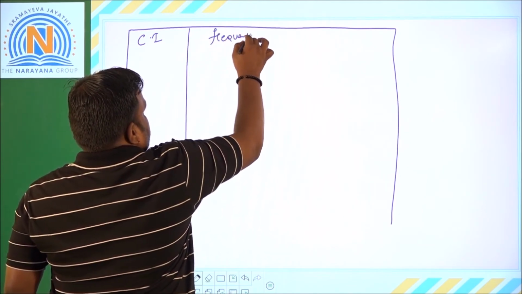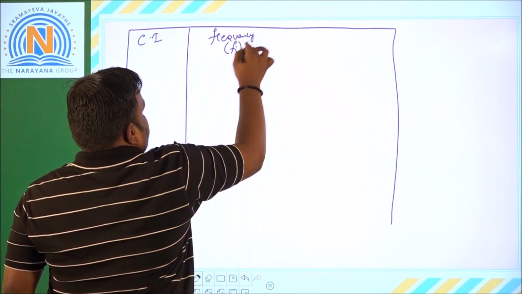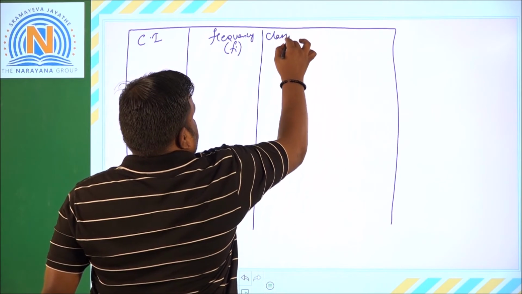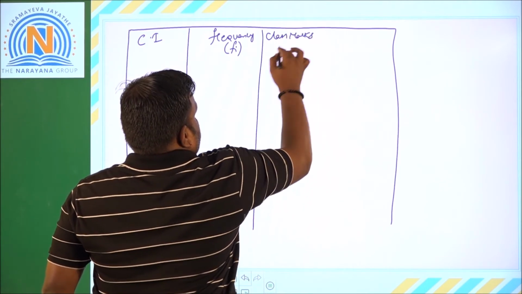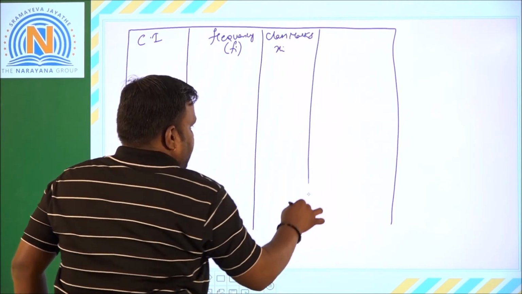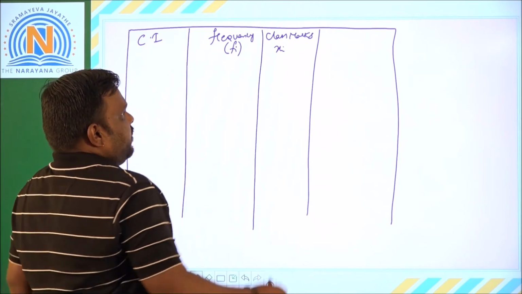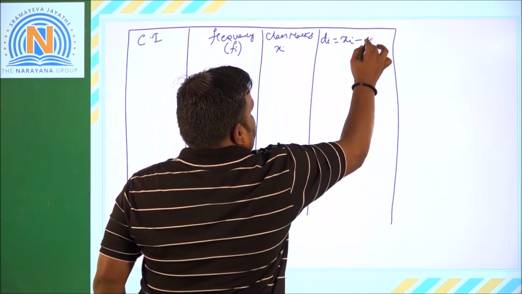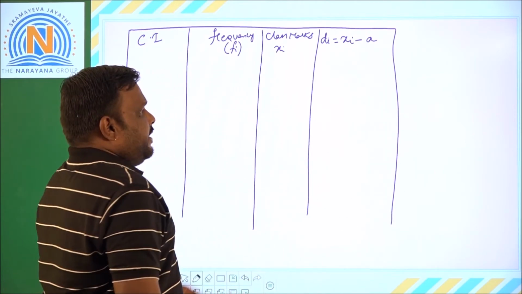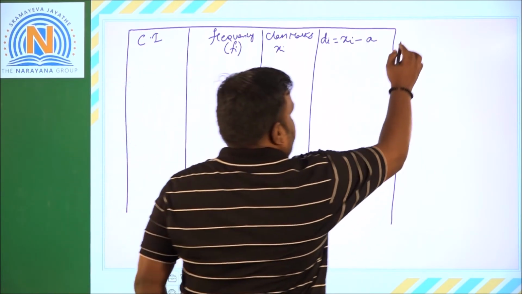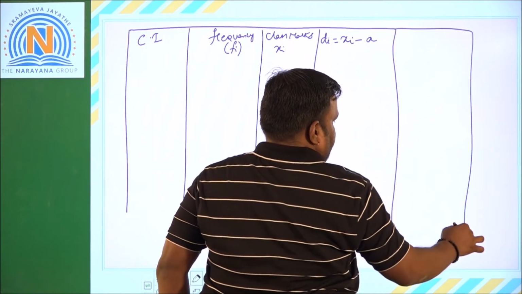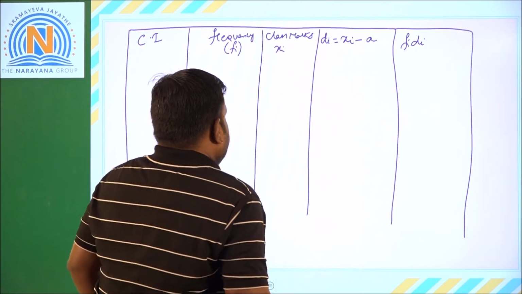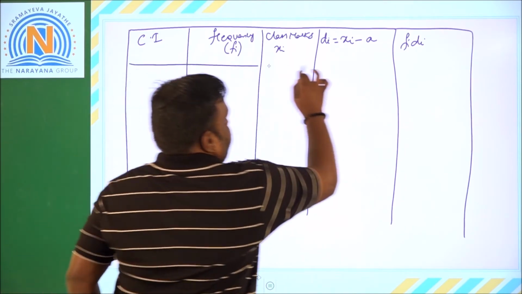Frequencies denoted by fi, and next class marks xi. Now here comes the deviation. The formula used is di is equal to xi minus a. So di, this is the column we have, that is equal to xi minus a. The last column will be fi di. So these are the columns used for calculating part.